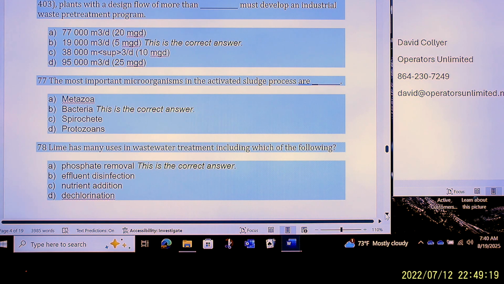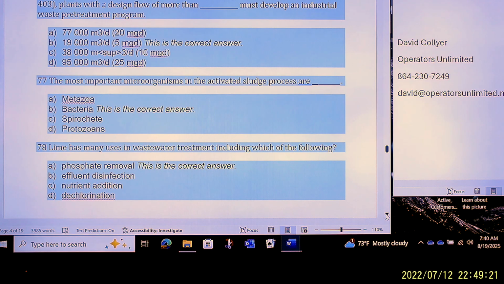76. In the United States, as part of the National Pretreatment Program, 40 CFR 403, plants with a design flow of more than blank must develop an industrial waste pretreatment program. So A is 20 mgd, B is 5 mgd, C is 10 mgd, or D is 25 mgd. The answer to 76 is B, 5 mgd.